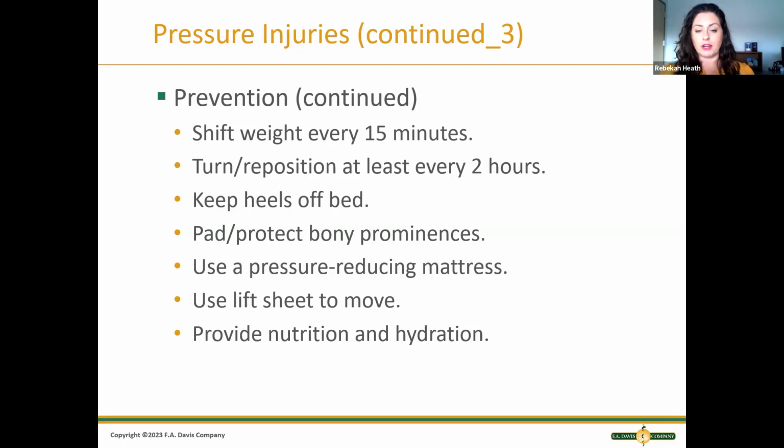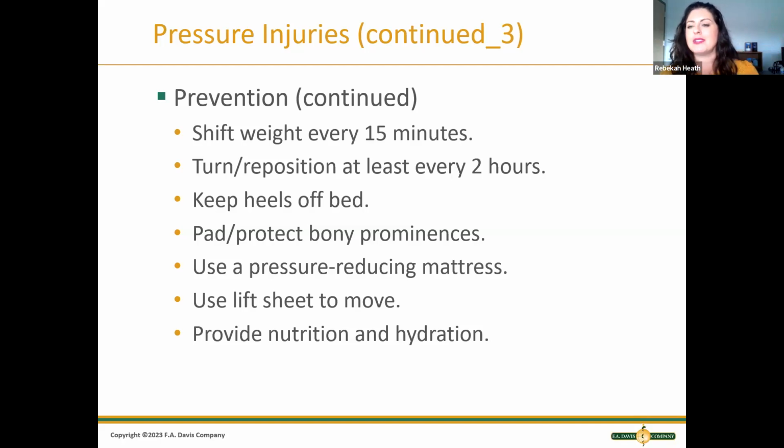We also want to use a pressure reducing mattress. That can be either the actual bed itself has a mattress that's a low air loss bed, something like that. Or it could be, like we talked about in class, putting a waffle mattress or some sort of pad on top of the mattress to decrease the amount of pressure the patient's receiving.